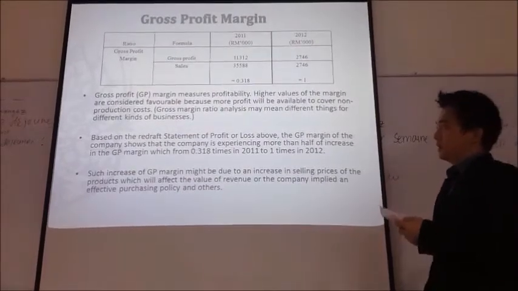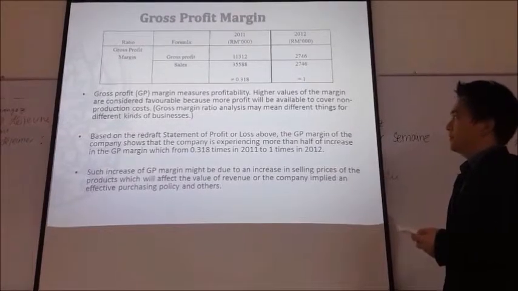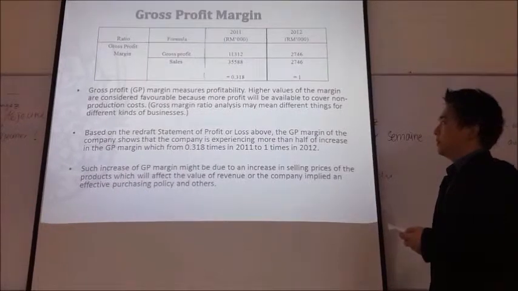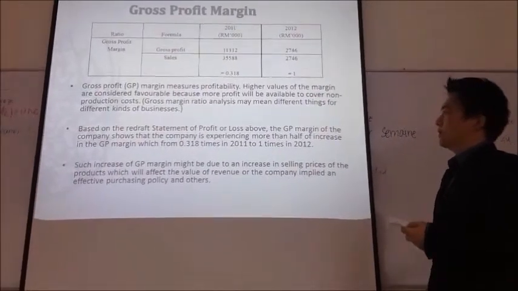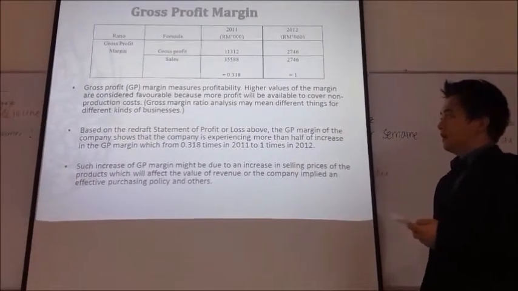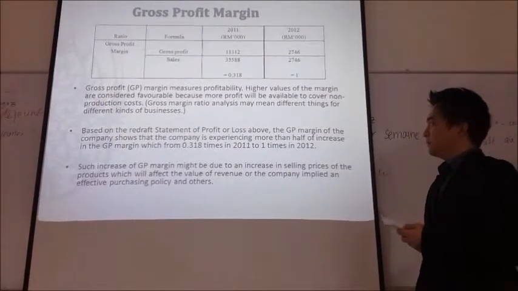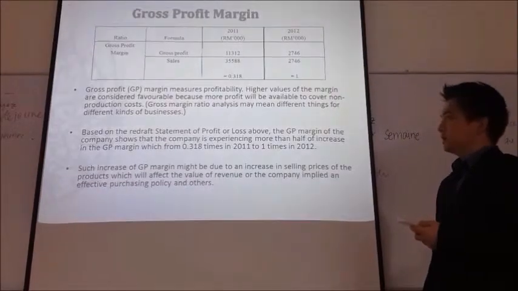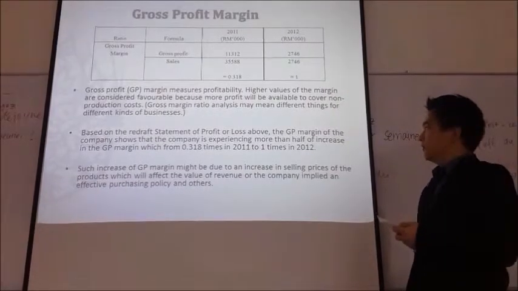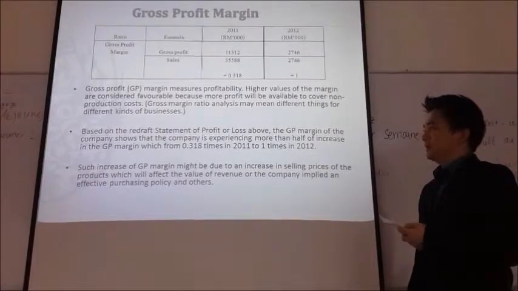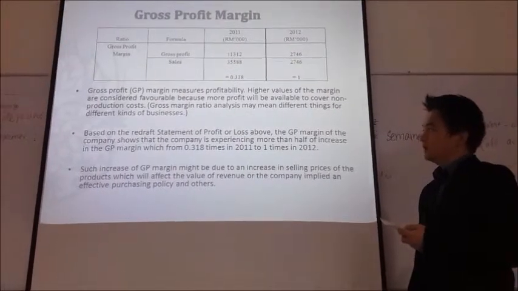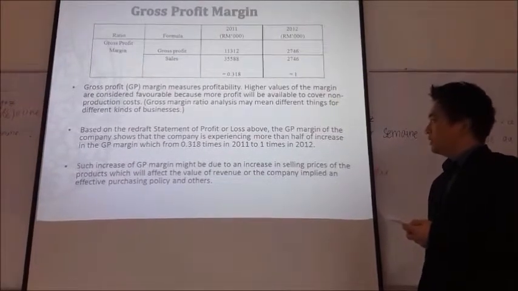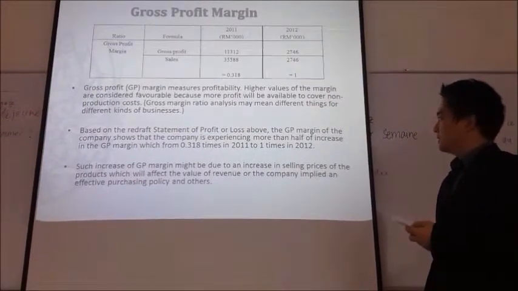Gross profit margin. Gross profit margin measures profitability. Higher values of the margin are considered preferable because more profit will be available to cover non-production costs. Based on the redrafted statement of profit or loss above, the gross profit margin of the company shows that the company is experiencing more than a half increase in the GP margin, which is from 0.318 times in 2011 to 1 times in 2012.